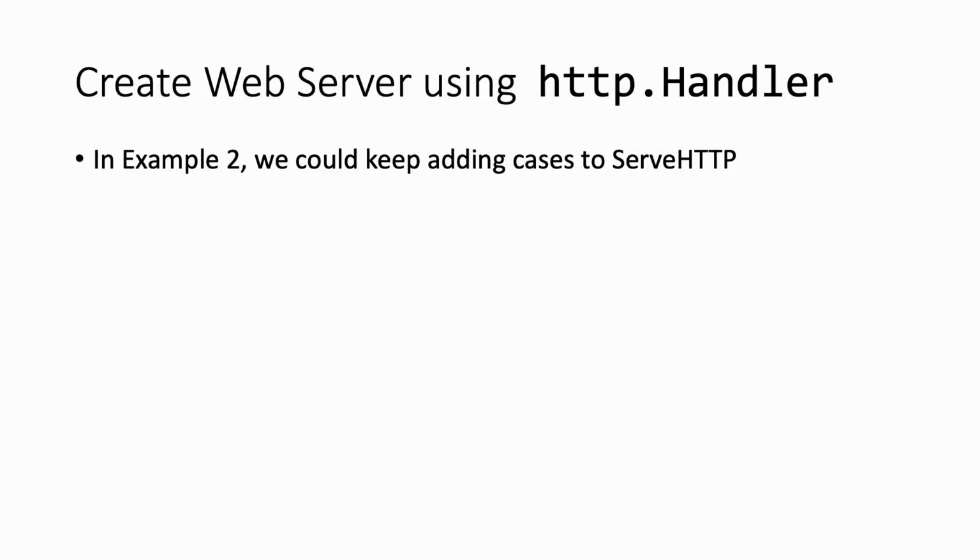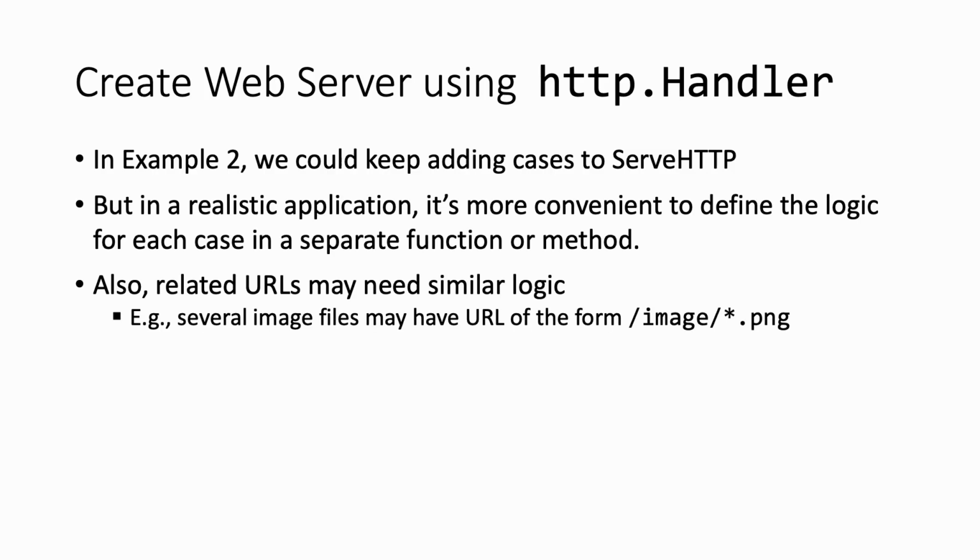Obviously, in example 2, we could keep adding cases to the serve HTTP method, but in a realistic application, it's more convenient to define the logic for each case in a separate function or method. Also, related URLs may need similar logic. For example, several image files may have URLs of the form /image/star.png. So we may want to write one handler function handling image files for all URLs of this form.